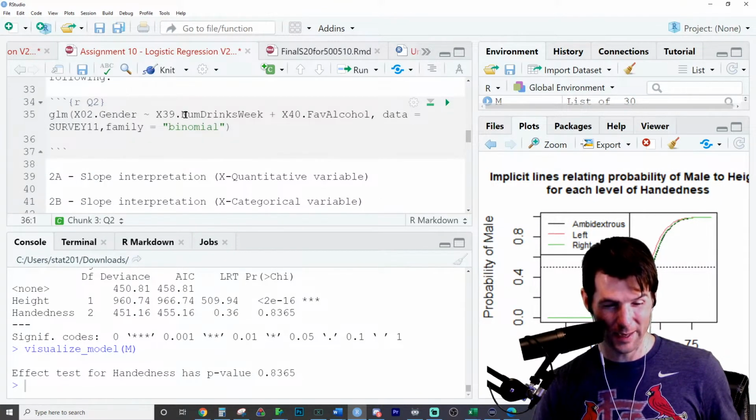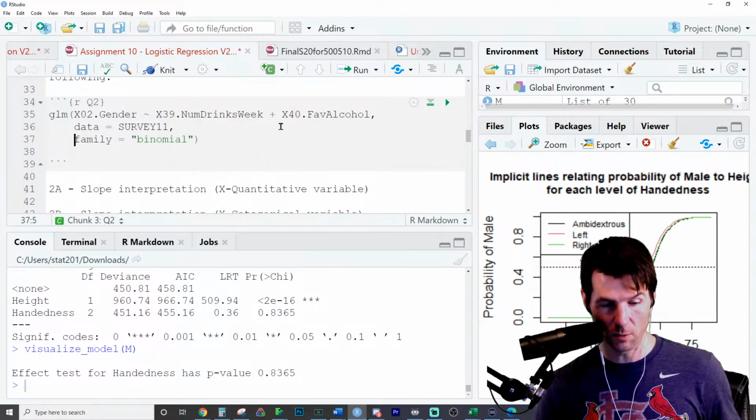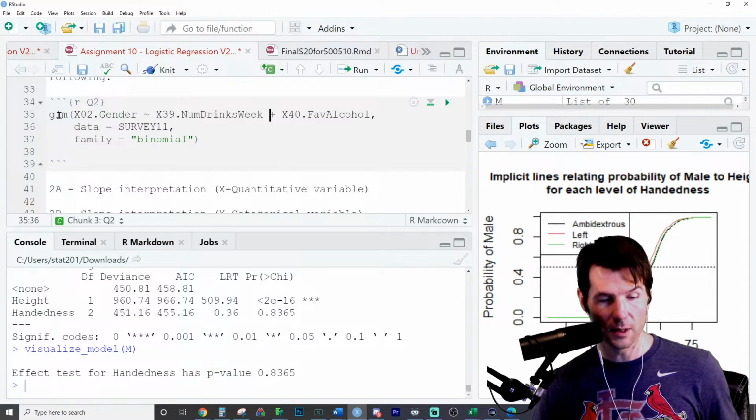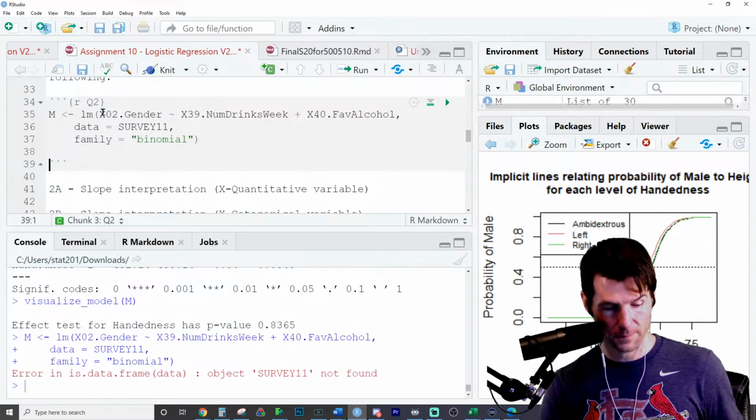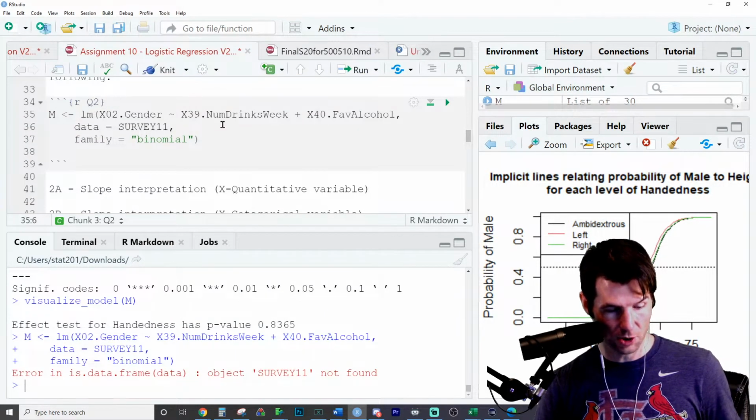Okay, GLM, X2 gender, number of drinks per week, favorite alcohol, because that's categorical. Great job right there. Data equals survey 11. Family equals binomial. Oh, and then store it into an object. And then don't delete off your G.